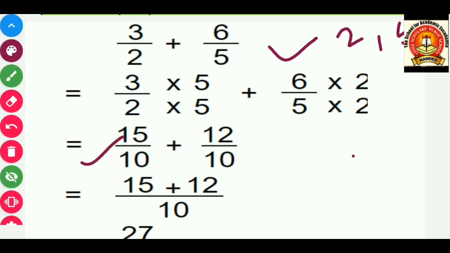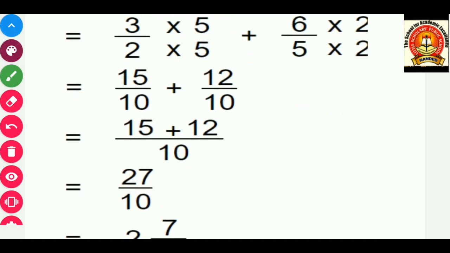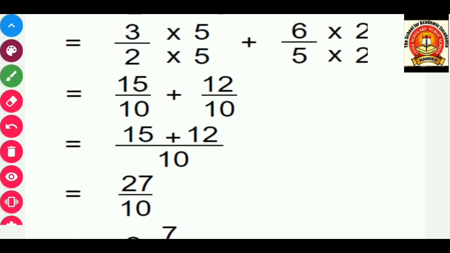3 5's are 15, 2 5's are 10, and here we are going to make this denominator 5 also a 10. So in order to make it 10 we need to multiply with 2. So at this step we get 15 upon 10 plus 12 upon 10. So now we get the denominator same at this stage. We know that to add like fractions we just need to add the numerators keeping the same denominator. 15 plus 12, that is 27.